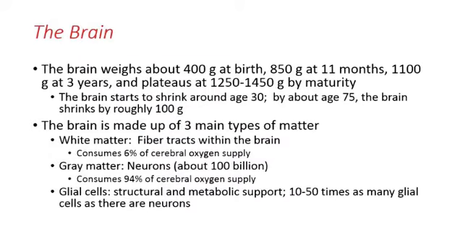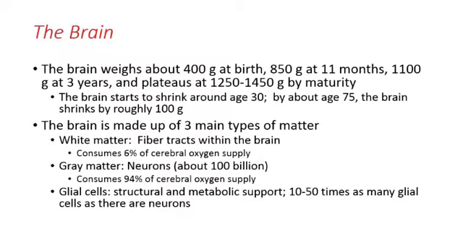So moving from the peripheral nervous system into the central nervous system, we have probably the most important, what brings us here today, the brain. The brain weighs about 400 grams when we're born, and it more than doubles in size in less than a year, up to 850 grams. And it nearly triples in size from birth weight at age 3. Then the size of the brain plateaus at about 1,250 to 1,450 grams by maturity.